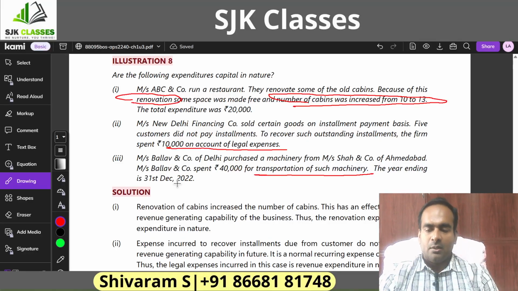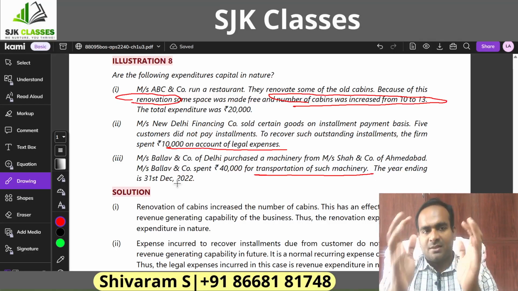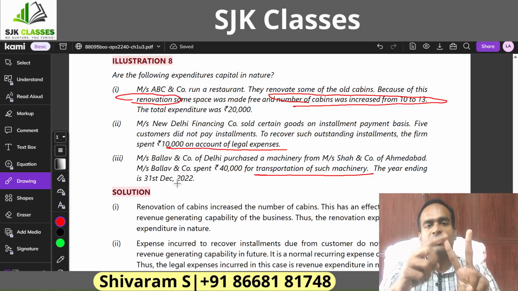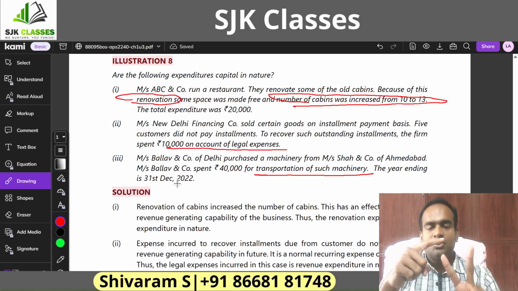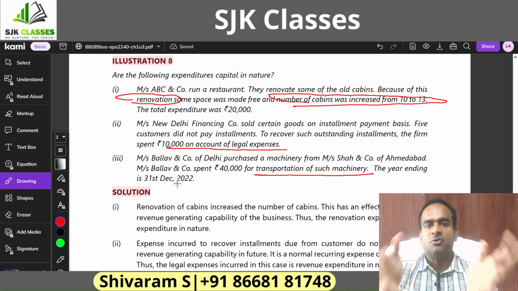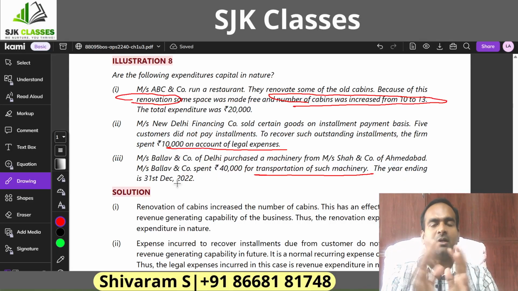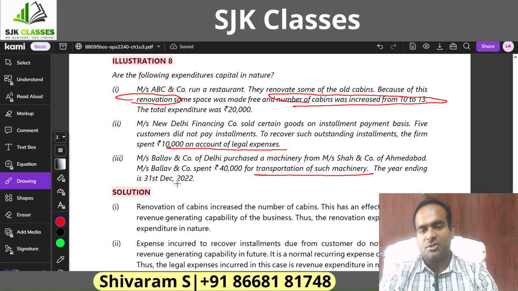So that's it. Let's put an end to this discussion. The crux for capital expenditure, the two basic conditions, is what? One is that we should be incurring this expenditure to bring the asset to a usable condition. The second condition is that some economic benefit should be there. Some future benefit should flow to the enterprise. If neither of these two is there, we can't call it a capital expenditure.